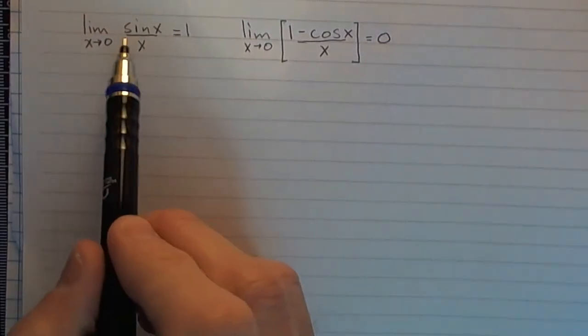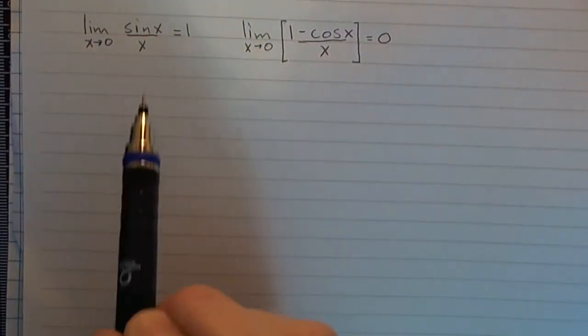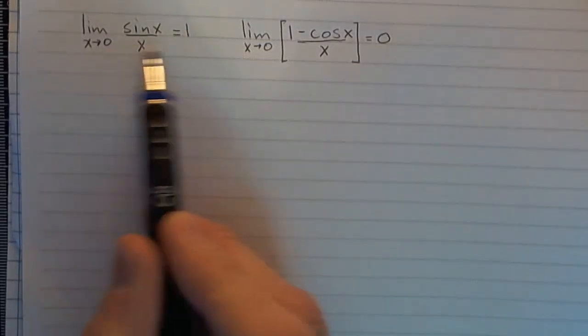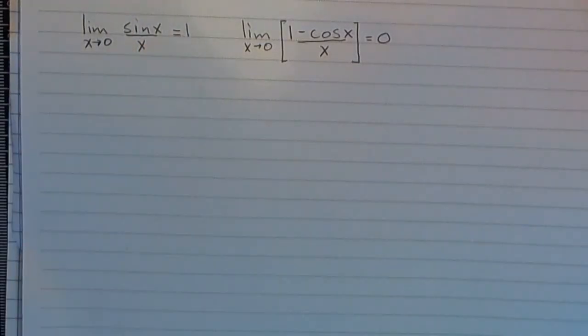So we've got these two celebrity limits here, and I want to show you how we can use these limits to evaluate some more complex ones. Now I want to focus on this one first. The limit as x goes to 0 of sine x over x equals 1.